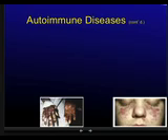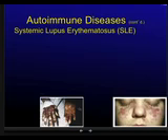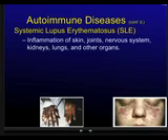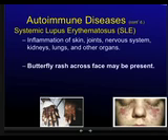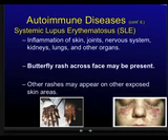Okay, let's touch on our first major autoimmune disease. This is systemic lupus erythematosus, abbreviated SLE. It's characterized by inflammation of the skin, the joints, the nervous system, the kidneys, the lungs, and other organs. You may also see a butterfly rash across the face, as indicated here. Other rashes may appear on other exposed skin areas.